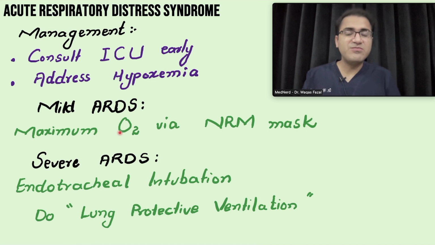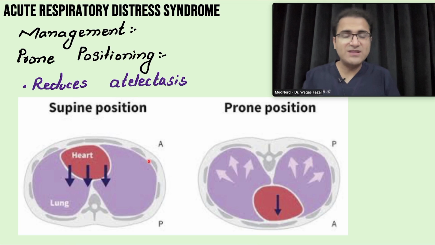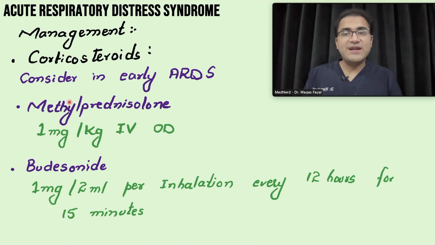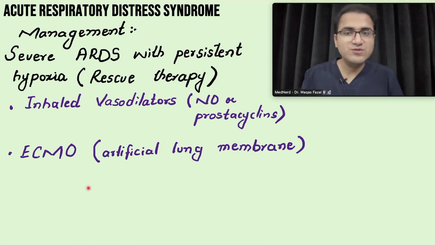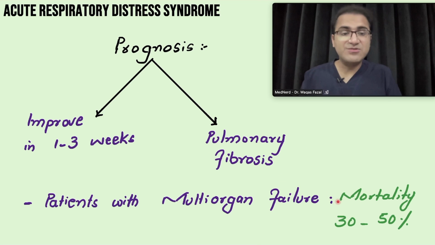If the patient is having mild ARDS, start patient on NRM mask, use lung protective mechanisms. Prone positioning is very important in these patients to prevent atelectasis. Consider furosemide, and corticosteroids have an off-label use and can be used. In severe ARDS, rescue therapy is done. And then prognosis: mortality can be 30 to 50% in patients with multi-organ failure.